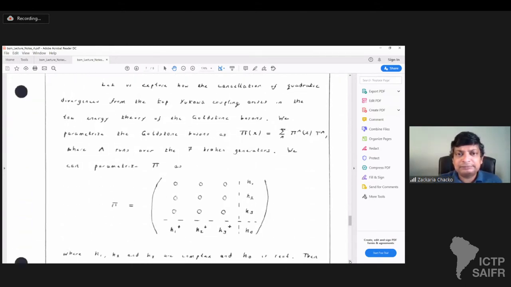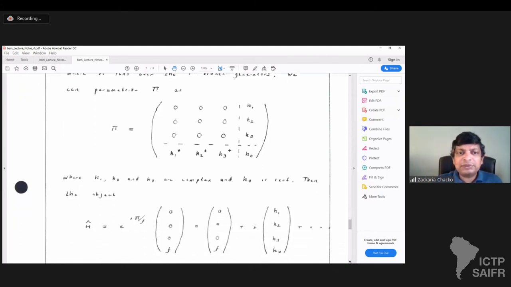Okay, so let's see how this cancellation arises in the low energy theory of the Goldstone bosons. So we parametrize the Goldstone bosons in this way. We write pi, we call them pi, is pi a times T a, where a runs over the 7 broken generators. And we can parametrize pi like this. So there are 3 complex scalars, h, right? So each of these has 2 real pieces. So these are 6, right?